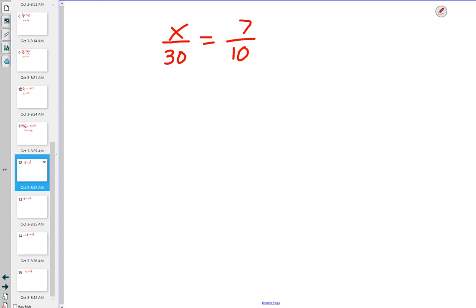Nico, how would I get the x by itself? Okay, you multiply. Okay, good so far. You multiply. 30, right? Good. 30, I got it. The opposite of dividing by 30 is multiplying by 30. Put it in the other stuff.